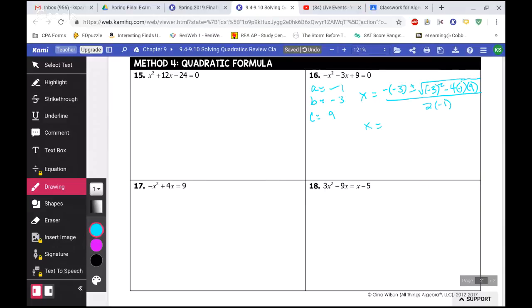So then that would be the opposite of -3, which is +3. And then we've got 9. And then this is -4 times -1, which is a +4. +4 times 9 is 36, all over -2. Then x equals 3 plus or minus, and then 9 plus 36 is 45, all over -2.